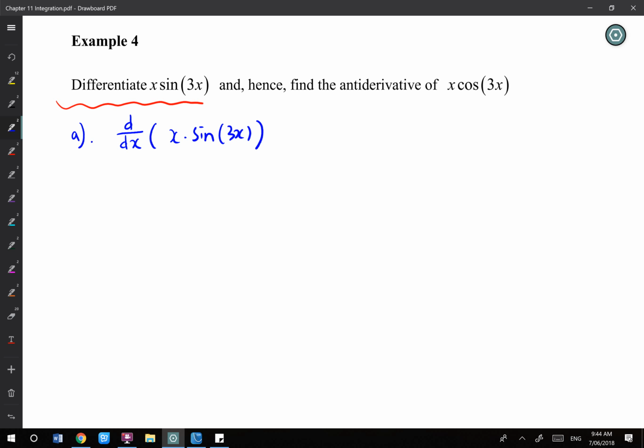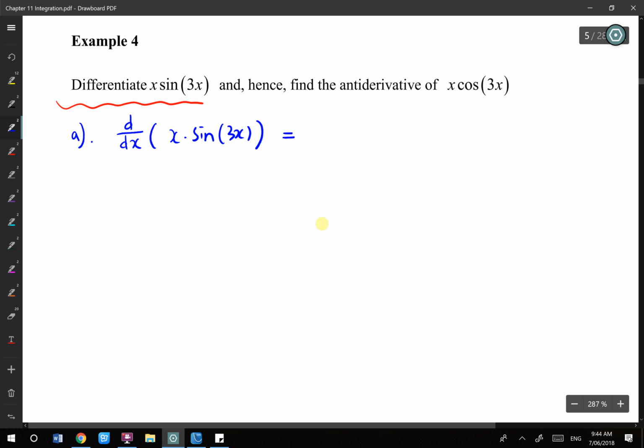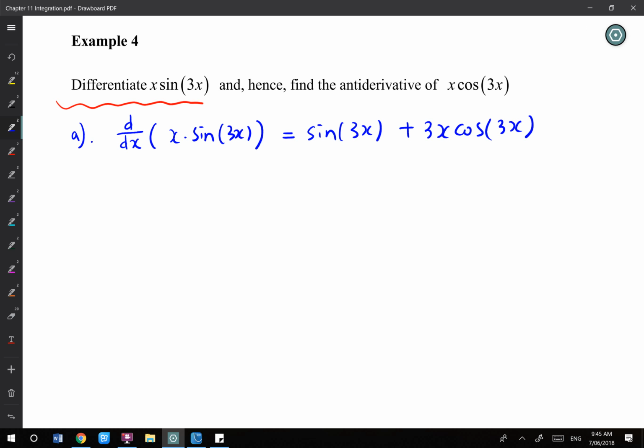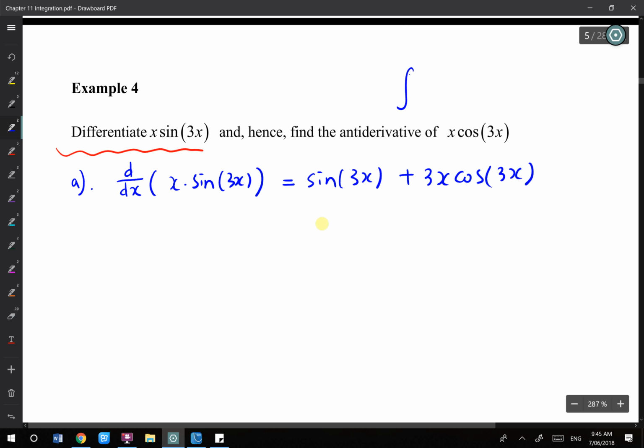Okay, so d/dx of x times that. Differentiating the x first, I have sine 3x, plus 3x cos 3x. Diff the x first, I got 1 times sine 3x, and I diff the sine 3x, I got 3 cosine 3x. Diff sine will give you cos. Okay, so I have that. So B is asking for an antiderivative of x times cosine 3x. Okay, that's exactly this part.